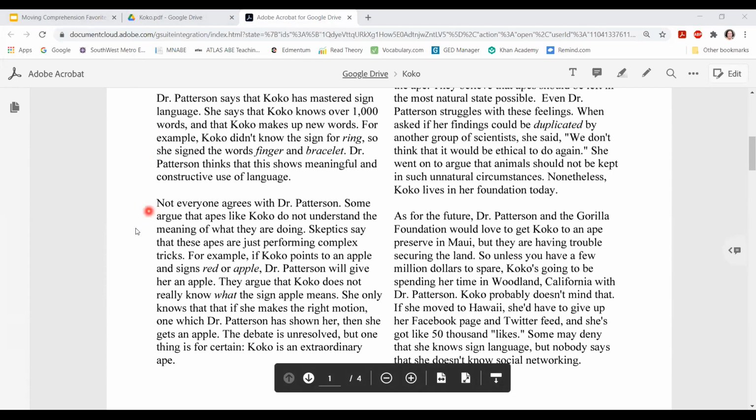Some argue that apes like Coco do not understand the meaning of what they are doing. Skeptics say that these apes are just performing complex tricks. For example, if Coco points to an apple and signs red or apple, Dr. Patterson will give her an apple. They argue that Coco does not really know what the sign apple means. She only knows that if she makes the right motion, one which Dr. Patterson has shown her, then she gets an apple. The debate is unresolved, but one thing is for certain: Coco is an extraordinary ape.